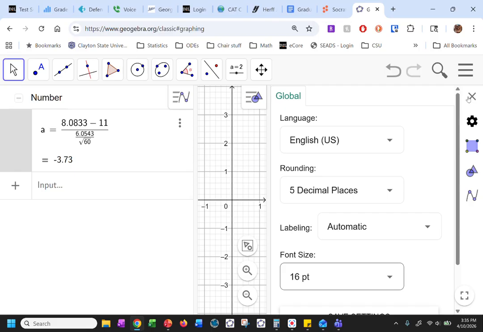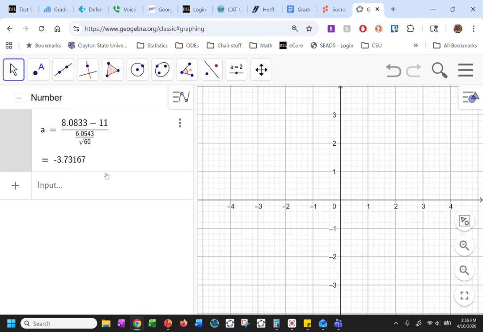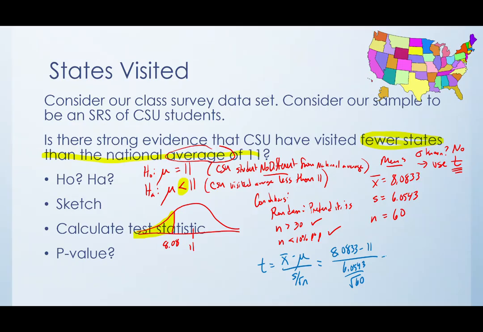Oh wait, I think I need, there we go. So negative 3.731. Now let's go with 2, negative 3.732. Oh, and you know what we forgot to write? Because as soon as we figured out that we were doing a t-score, we should have written down df, right? Which remember is n minus 1, so it's going to be 59.